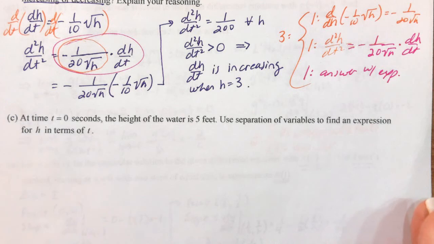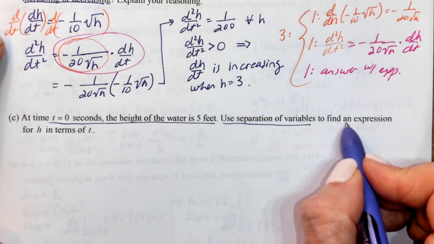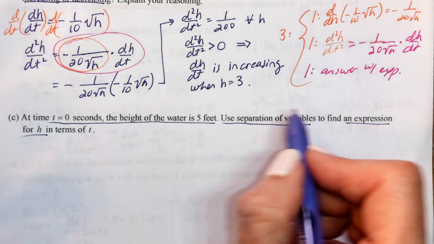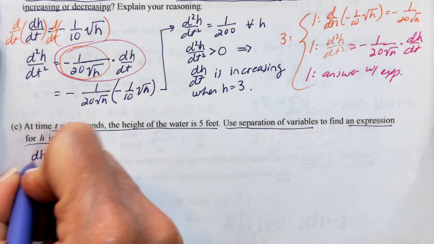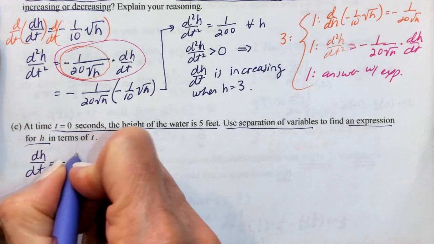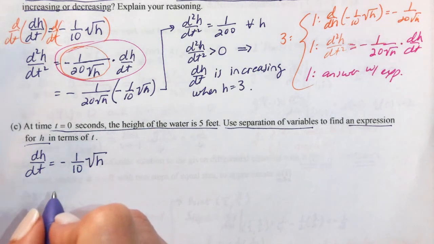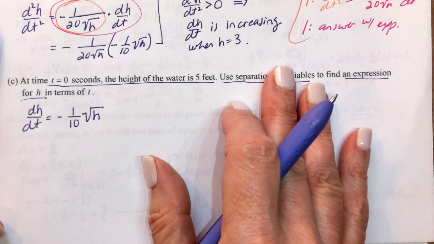Okay, part C. At time 0, the height of the water is 5 feet. Use separation of variables to find an expression for h in terms of t. Separate and integrate. They're telling you, separate and integrate. So I'm pulling out our differential equation. And again, I know when I'm separating and integrating, I know these are worth big points. Now, we've already allotted 5 points up here, so this will be worth 4 points. Still a lot of points.